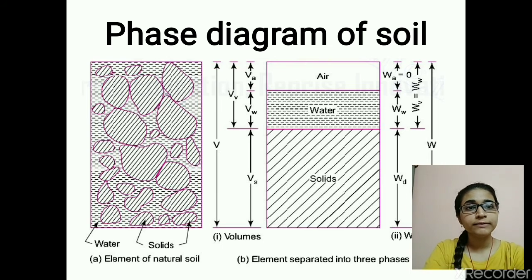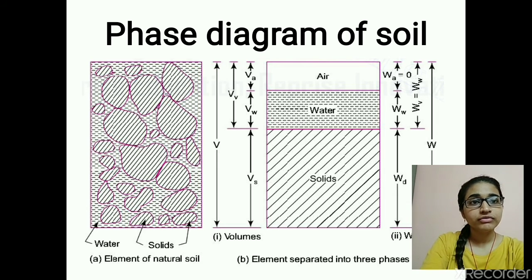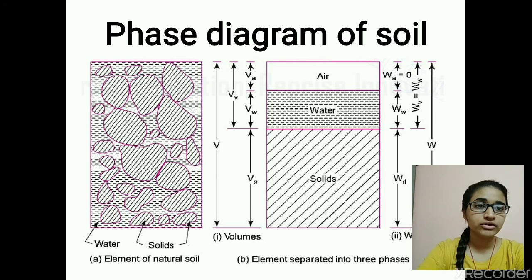But generally we neglect the weight of the air, as it is very small. So Wa is 0. So in case of the weights, we have the weight of voids as only the weight of water, and the total weight of the entire soil sample would be Wd plus Ww. In this particular phase diagram of the soil, we prepare such kinds of blocks so that our calculations become easy.